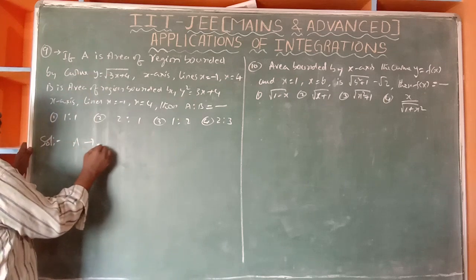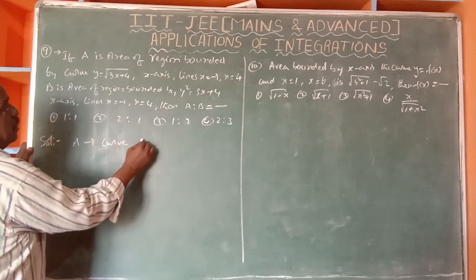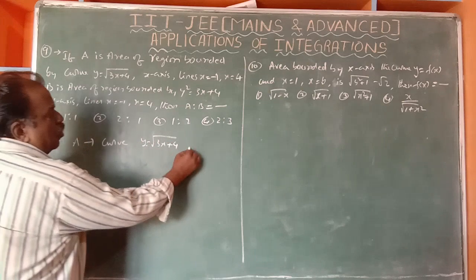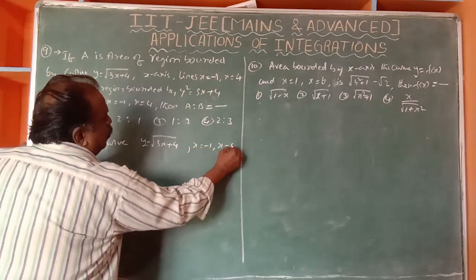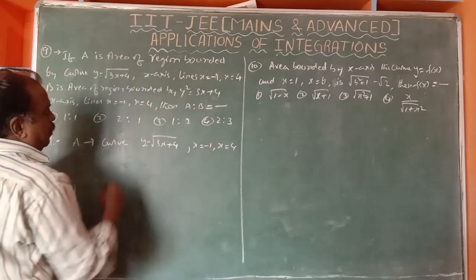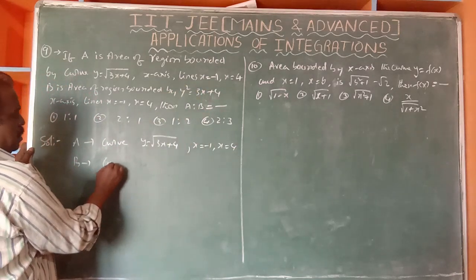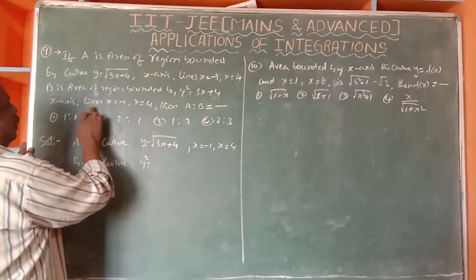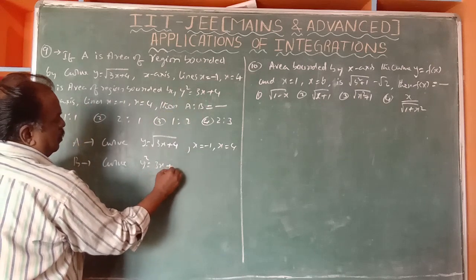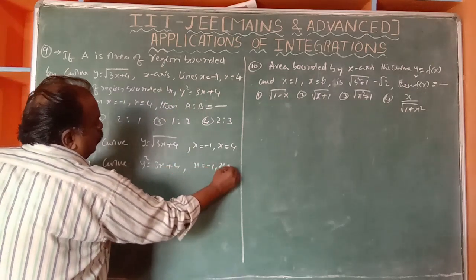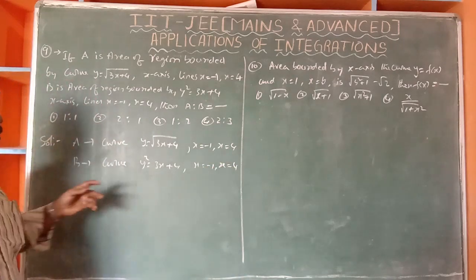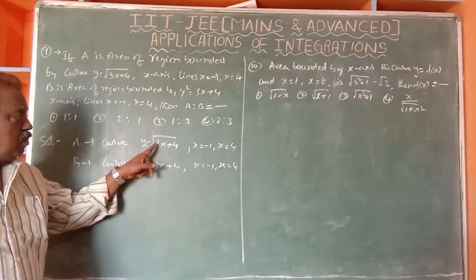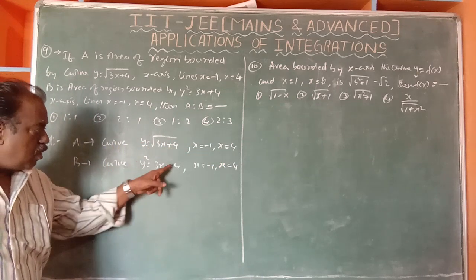A is related with the curve y is equal to root of 3x plus 4, where x is equal to minus 1, x is equal to 4, within the ordinates. B is the curve y square is equal to 3x plus 4 and x is equal to minus 1, x is equal to 4. Same ordinates, the curve also same. Here y is equal to root, here also y is equal to root of 3x plus 4.